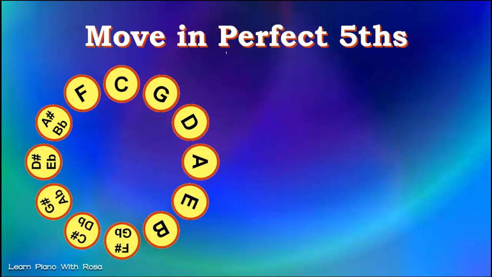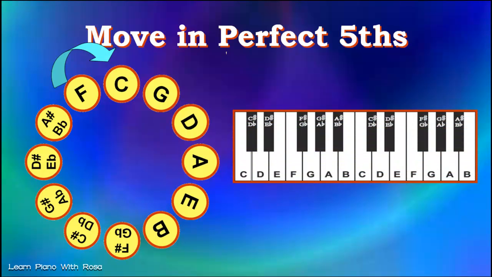If you move in perfect fifths, you will go from F to C, C to G, G to D. Let's pull out the keyboard. Let's take a look at the F note right here. And if we move to C, it's right here. If you count from F to C, you see a perfect fifth.